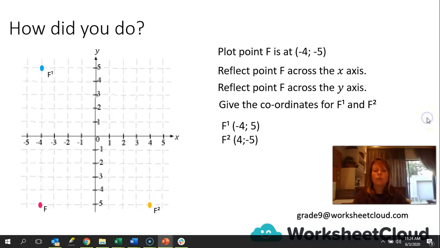Then for F2, our coordinates are now 4 because our x value has changed because we've crossed over the y-axis, but the y value has stayed the same. And the y value is still -5.